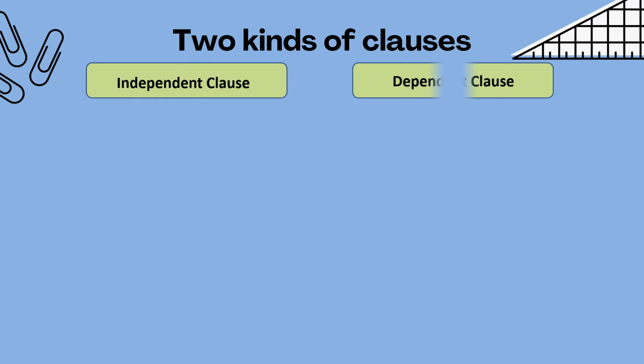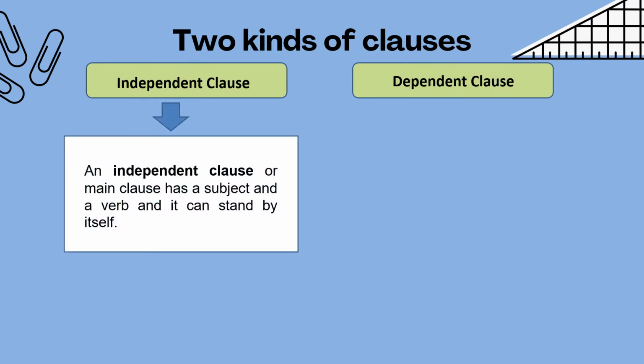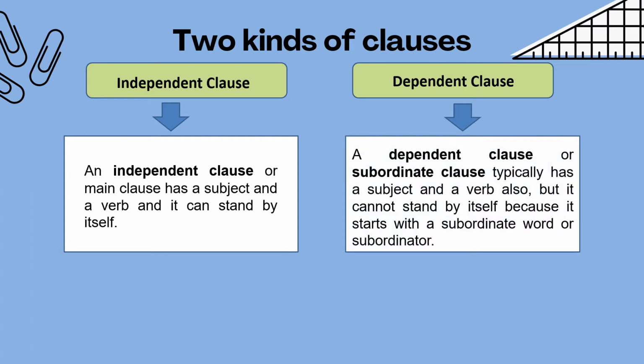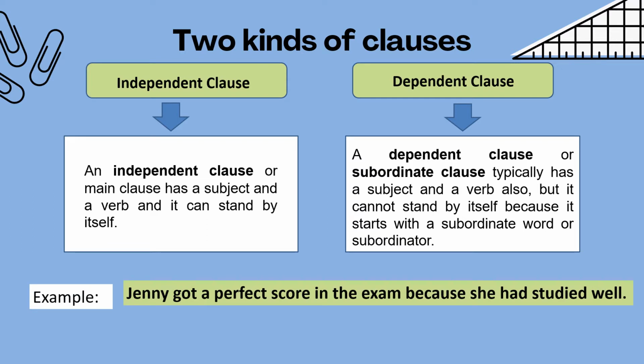You have to know that clauses can be independent and dependent. An independent clause or main clause has a subject and a verb, and it can stand by itself, while a dependent clause or subordinate clause typically has a subject and a verb also, but it cannot stand by itself because it starts with a subordinate word or a subordinator. For example, Jenny got a perfect score in the exam because she had studied well. In this example, Jenny got a perfect score in the exam is the independent clause, and because she had studied well is a dependent clause.